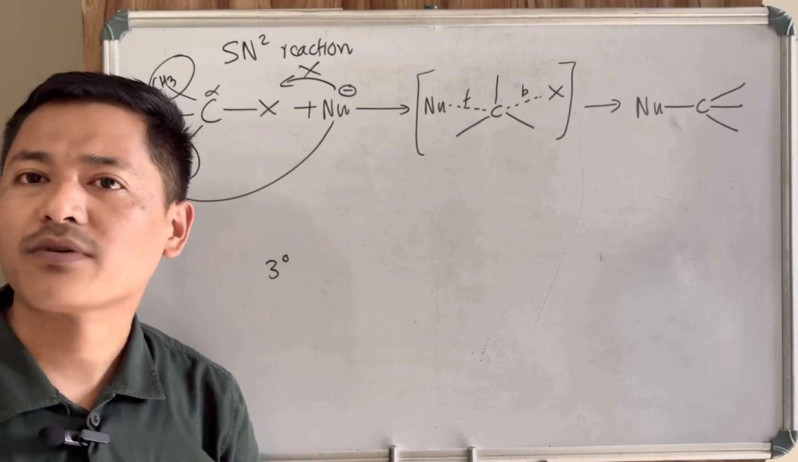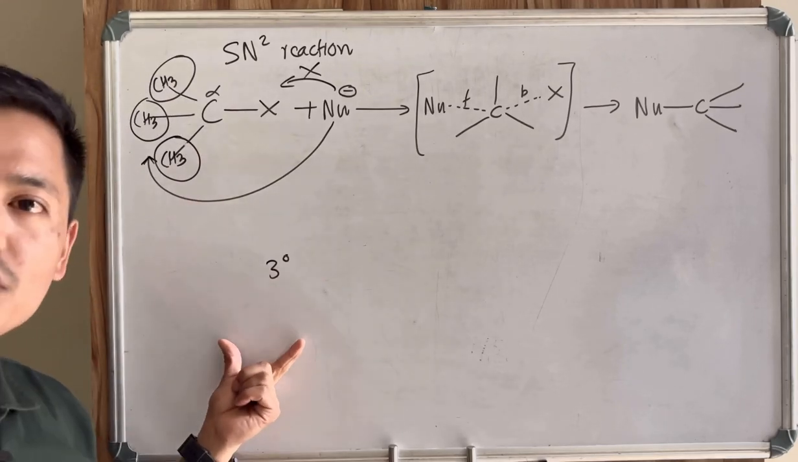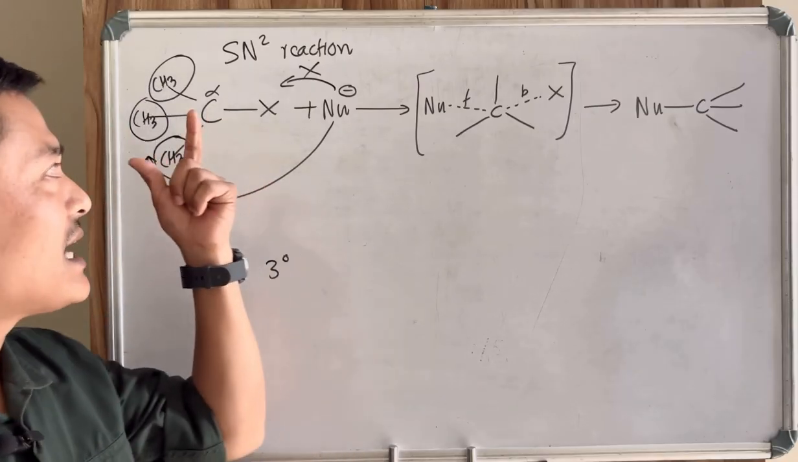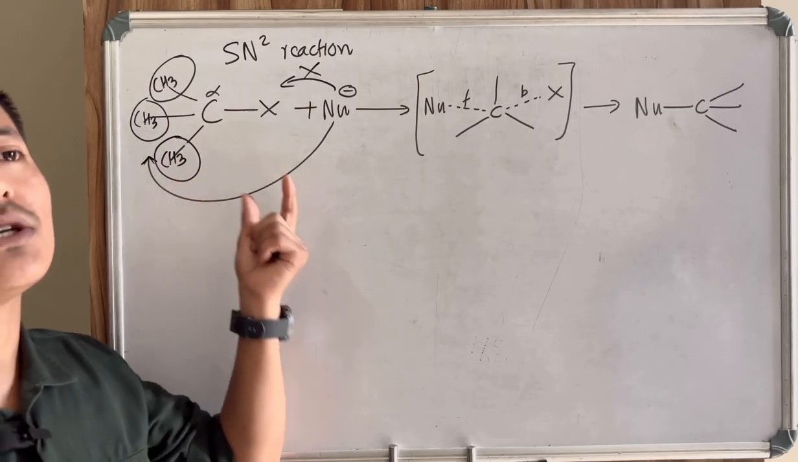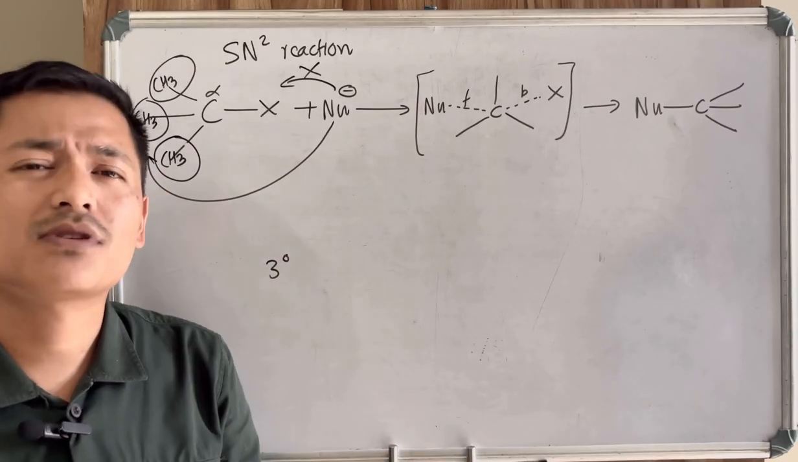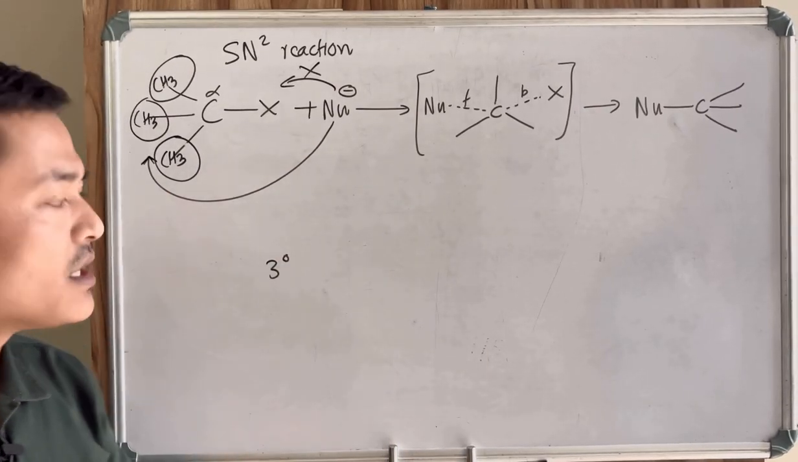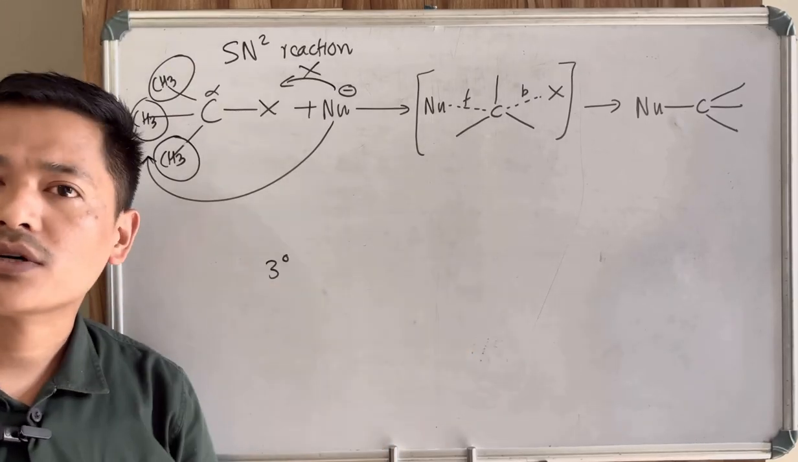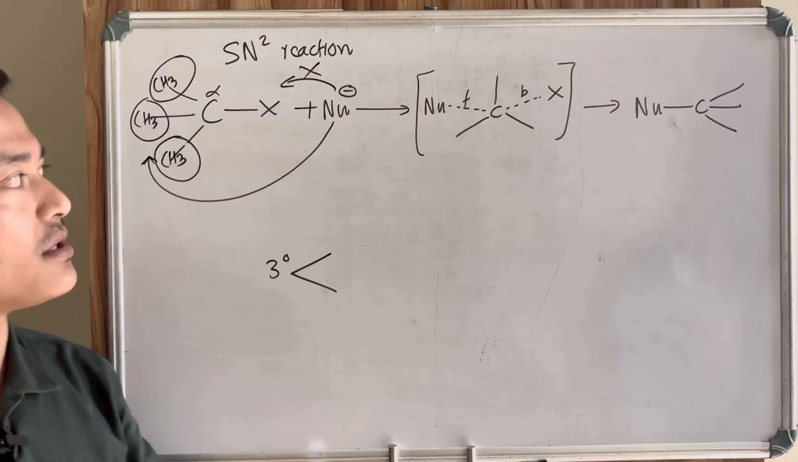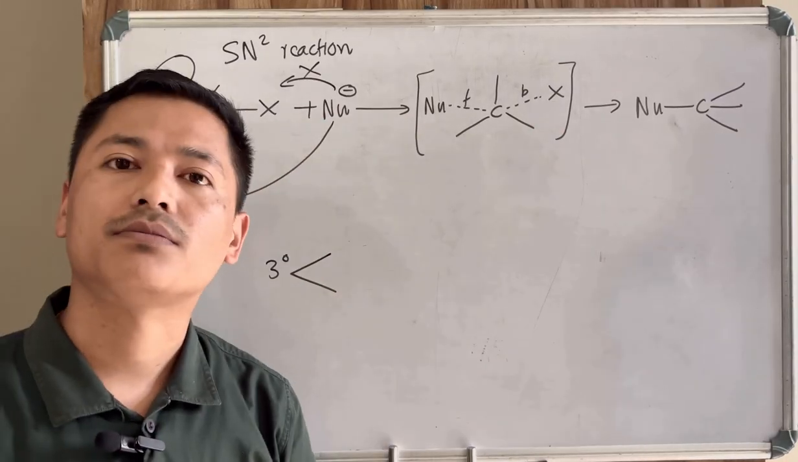Okay, it has a very less probability of undergoing this SN2 reaction. It is just 0.01% or something like that. But in tertiary haloalkane, usually this SN2 reaction is not possible. We usually say it is not possible. That is why if you have to consider the order, this is least reactive. Third degree halide is least reactive towards this SN2 reaction.